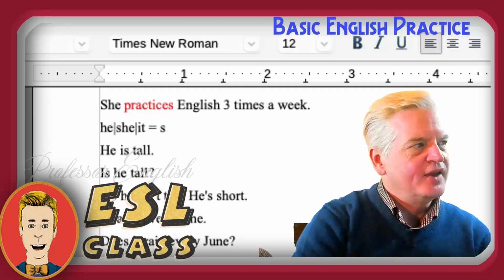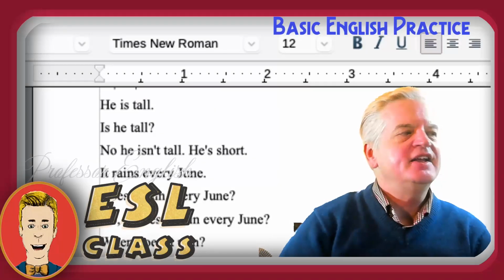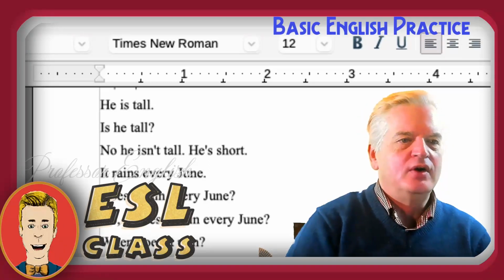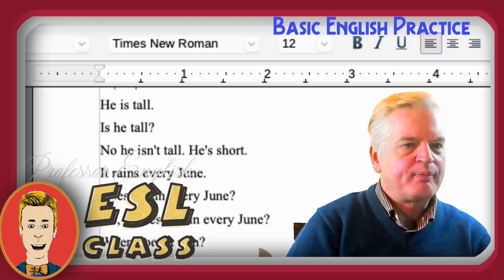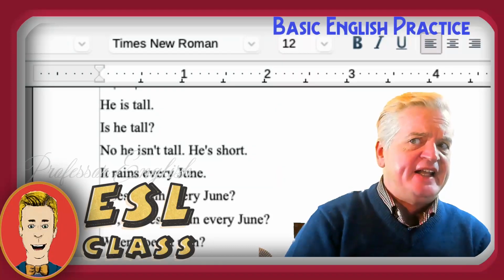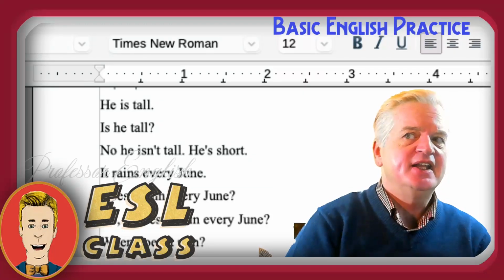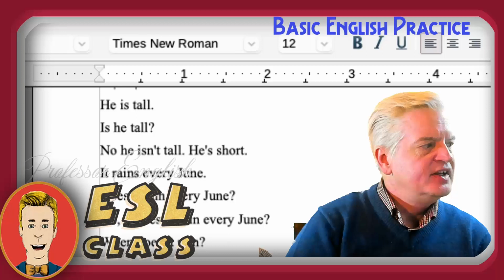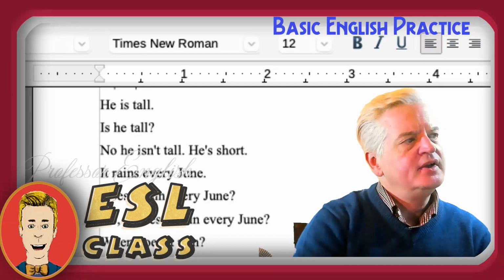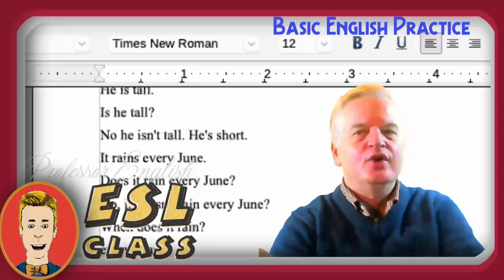Okay, let's try another example. We have: He is tall, or he's tall. How will you ask a yes/no question with this sentence? Is he tall? And let's answer no.